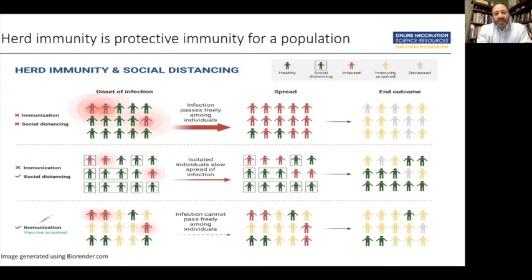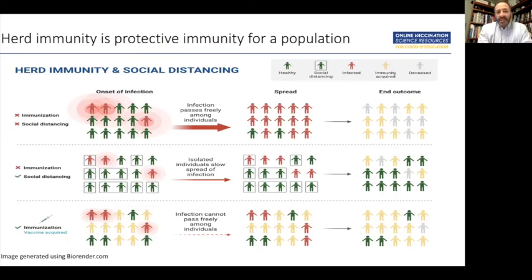So that leads me to the final portion, which hopefully brings this all together, and that's to talk about the idea of herd immunity. So herd immunity is protective immunity, and it is an extent of protective immunity among a population that will significantly inhibit the spread of a pathogen and lower the risk of illness and mortality.